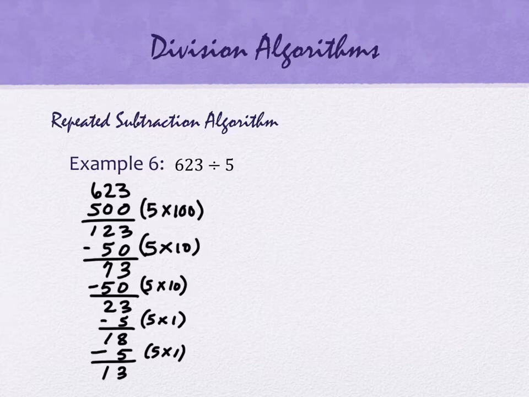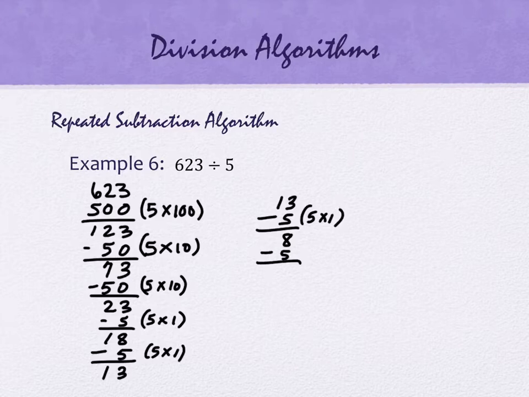Let me move up here. From the 13, I can subtract another 5, which would be 8, which is 5 times 1, right? I can subtract another 5 to give me 3, which was 5 times 1. Can I subtract another 5? No, I'm done. Okay, so I'm done when the number gets too small, basically.